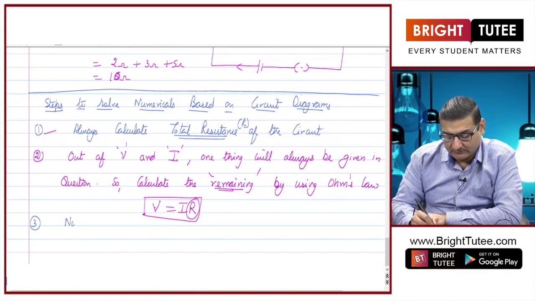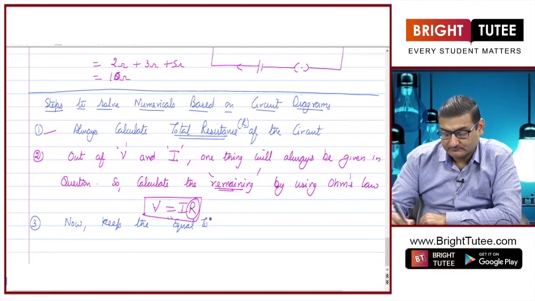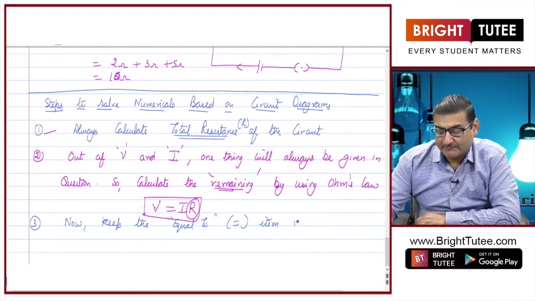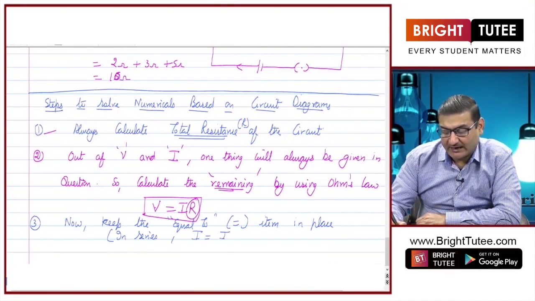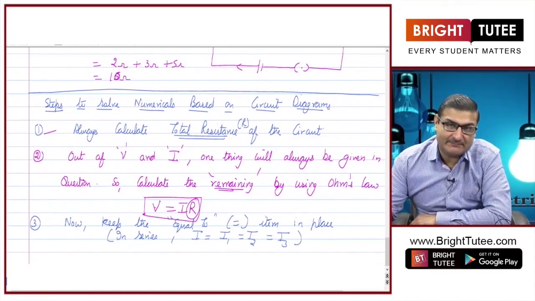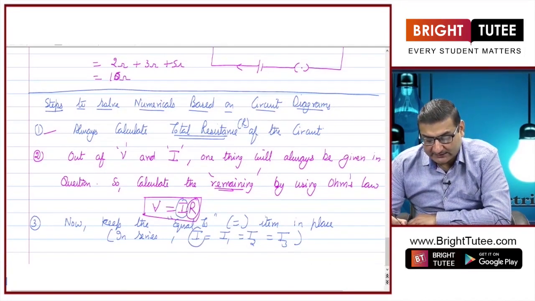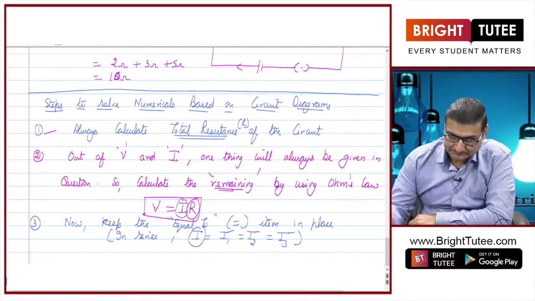Now, the third step: keep the equal to concept in place in case of series. We know that I is equal to I1 is equal to I2 is equal to I3. In series, we know that current is the same. So, because now we know the total current, all the individual currents in the question will be the same as the total current because they are in series.